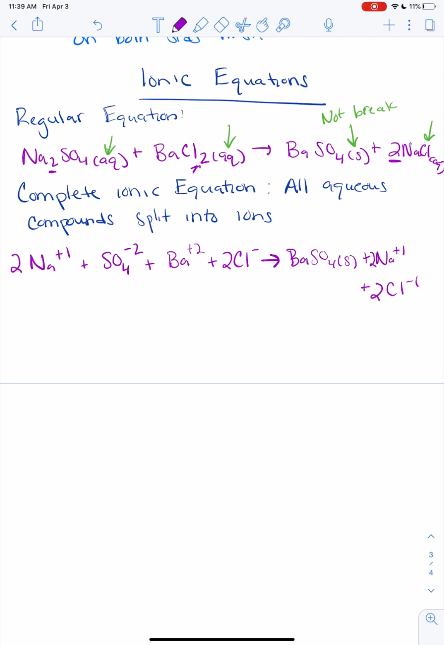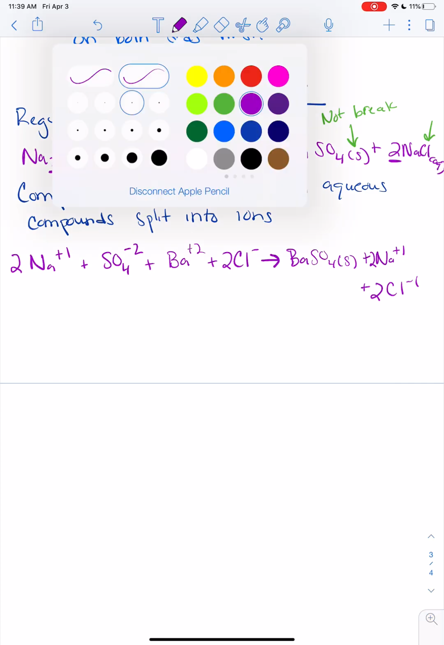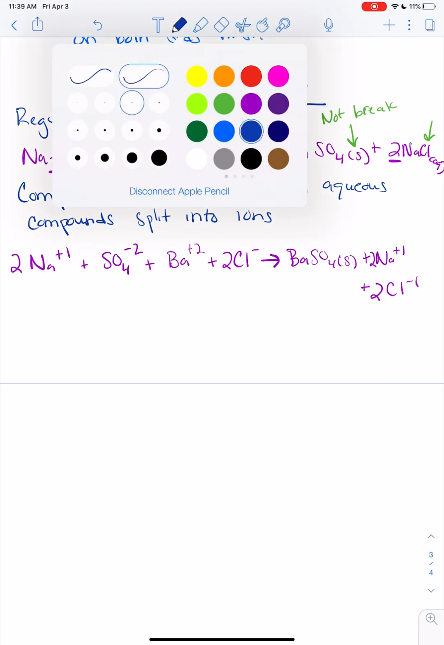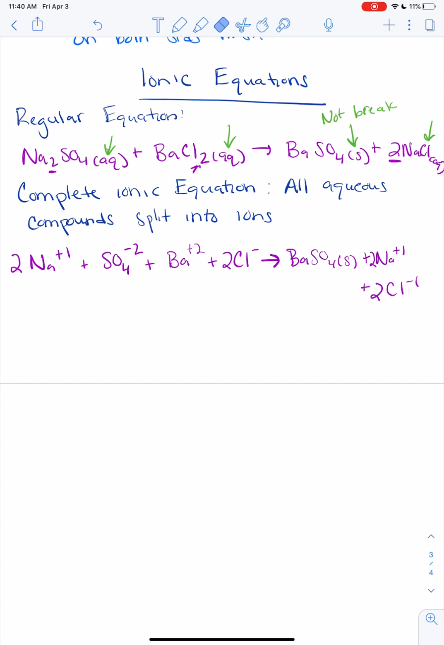Things to remember here is you need to know the charges, and you need to know if there is a subscript or a coefficient to put the right number of each ion. Okay, so this is our complete ionic equation. Now, you might have noticed that there are some ions that are the same on both sides. So this sodium is the same on both sides. We have 2 Na+1s on both sides. We also have 2 Cl-1s on both sides.